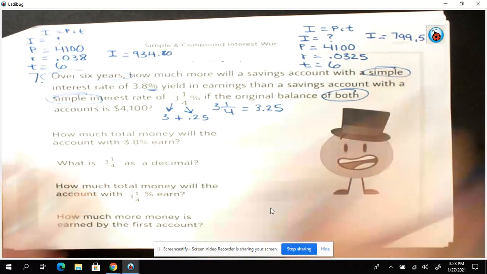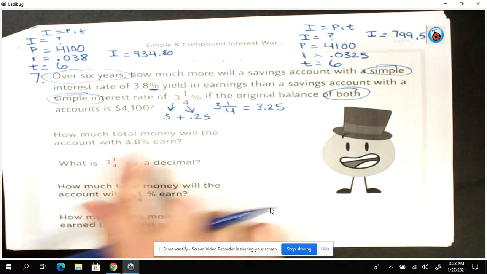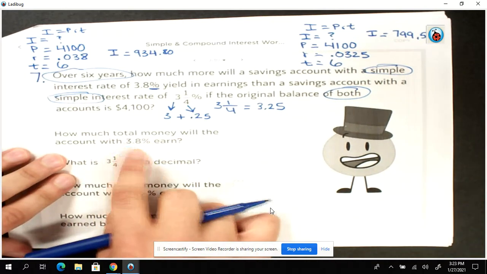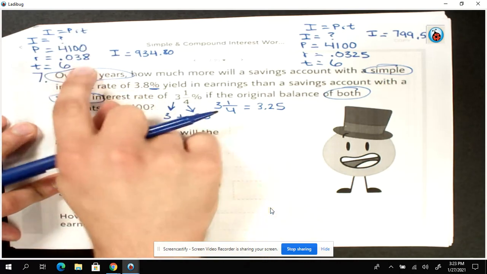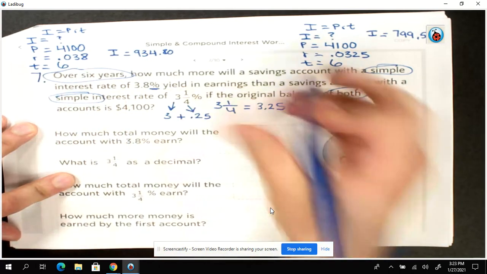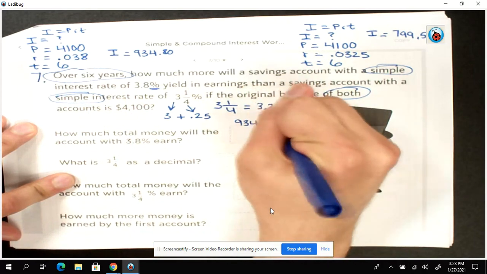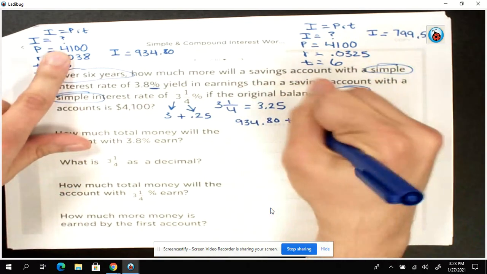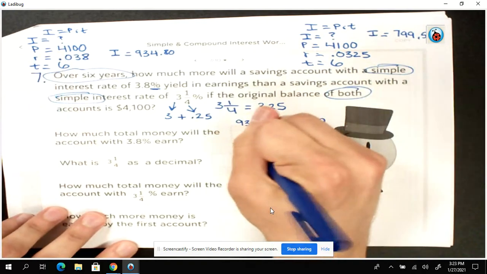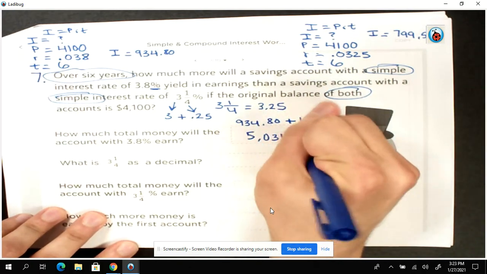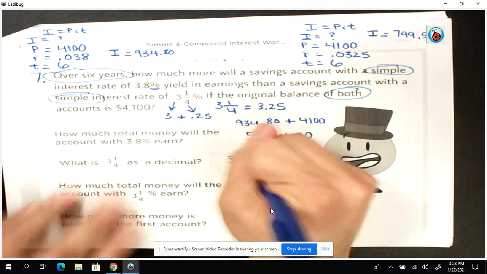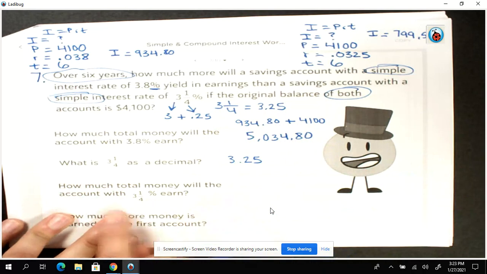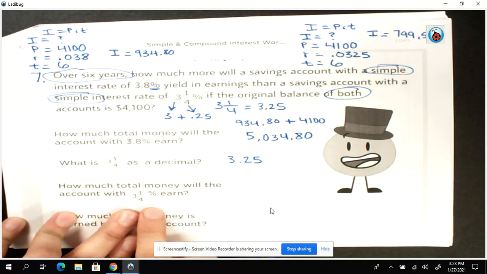Okay, so it says how much total money will the account with the 3.8% earn? The account with 3.8% is this first one right here, and it wants to know the total. So you take the 934.80 and then add the principal, and you get 5,034.80. What is 3 1/4 as a decimal? We just did that, 3.25. How much total money will the account with 3 1/4% earn? So how much more will it earn?